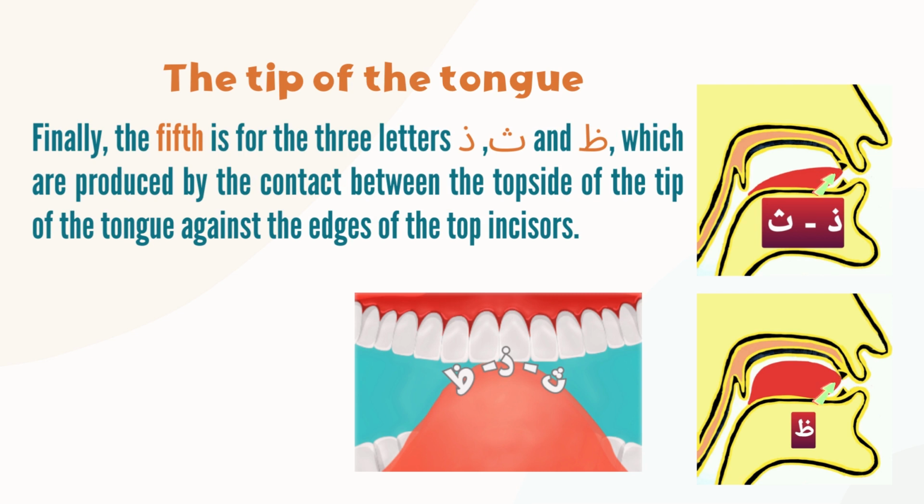Still in the tip of the tongue, and finally we are in the fifth minor makhraj, which is for three letters, ذال, ثا, and ظا, which are produced by the contact between the top side of the tip of the tongue against the edges of the top incisors. أث, أذ, أل.